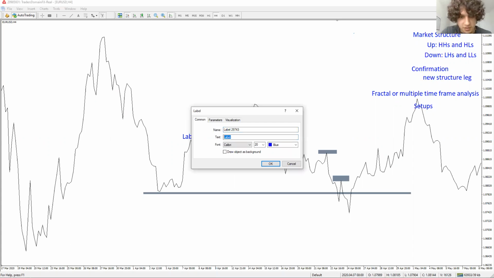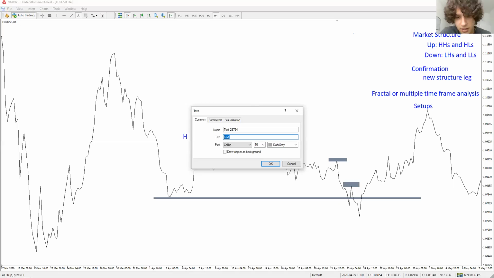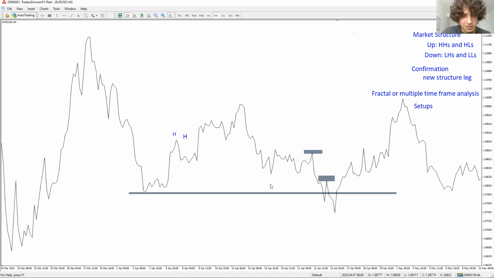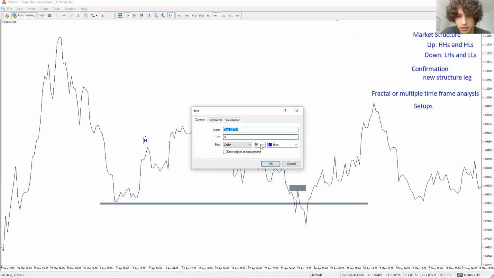So this is our high, right? Why is it not staying the way I want it to? High, blue. Okay, that's what I was looking for. I was looking for the one that, see how this text stays on the screen no matter how I drag? I was looking for the one that stays with the chart itself.